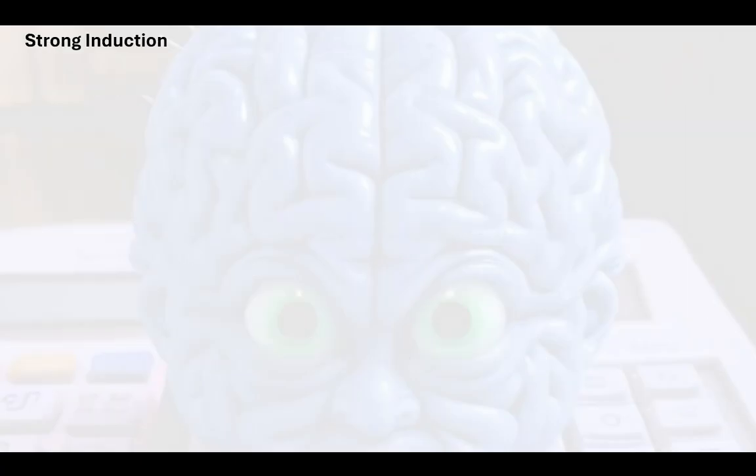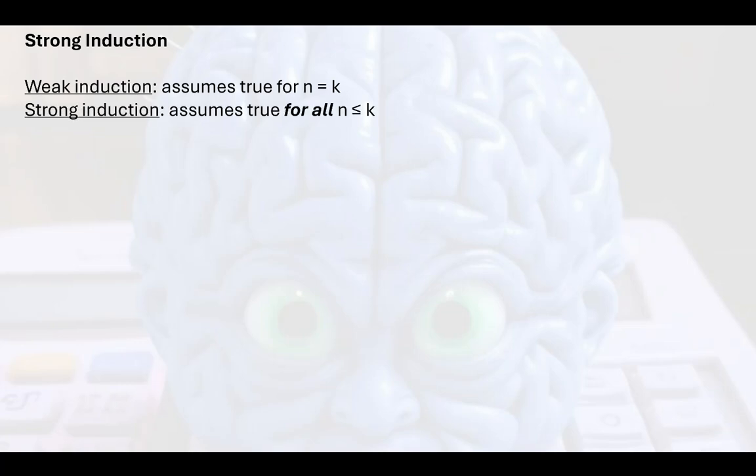We're going to consider the same proof now using strong induction. So let's just explain what the difference is. For weak induction, we assume that something is true for n equals k, and we consider k plus 1. For strong induction, we assume that something is true for all values of n less than or equal to k. Okay, hopefully we'll see how this works out.